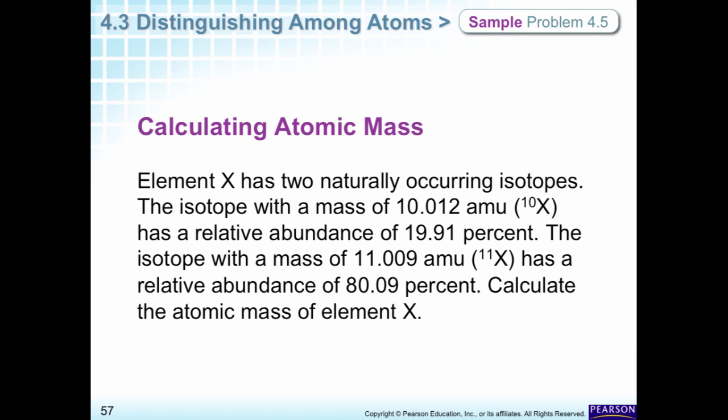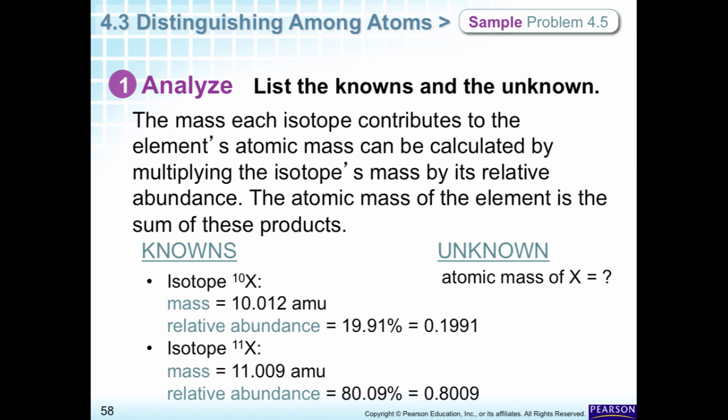All right. So let's try one with element X. It has two isotopes. One has a mass of 10.012, that's X10, and X11 has a mass of 11.009. And it has a relative abundance of 80%. Before we do anything, it's mostly the X11, so our answer should be closer to 11. And we're going to calculate the atomic mass of element X.